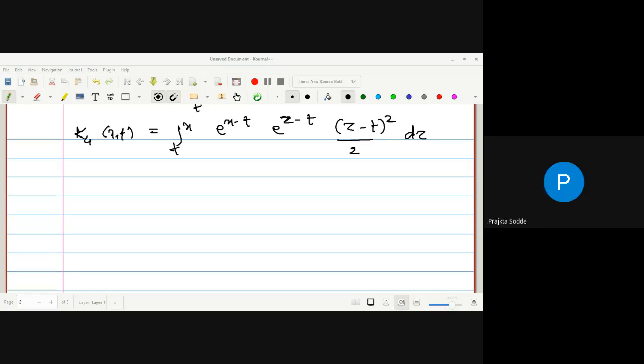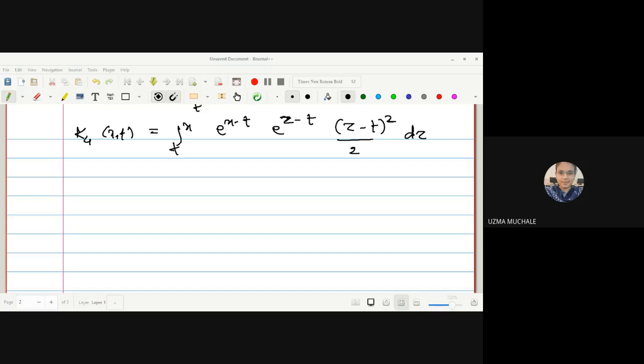Ma'am, K4 of x,t is equal to e raised to x minus t multiplied by (x minus t) cubed divided by 3 into 2, that we can write as 3 factorial. Okay. Now similarly you can find out the formula for general Km of x,t.